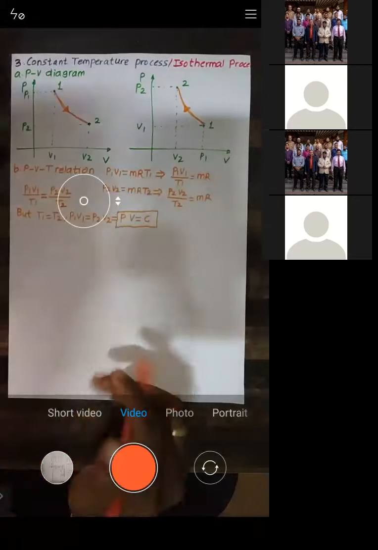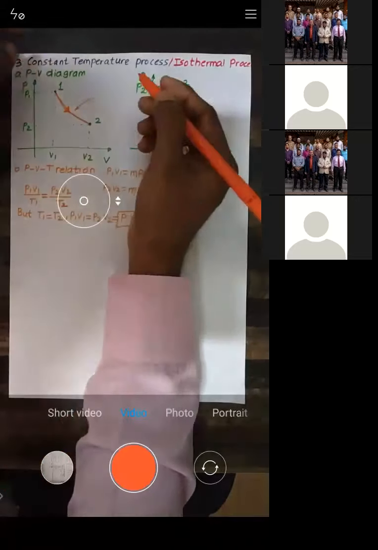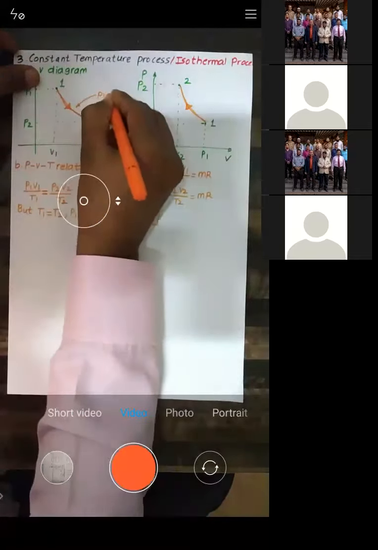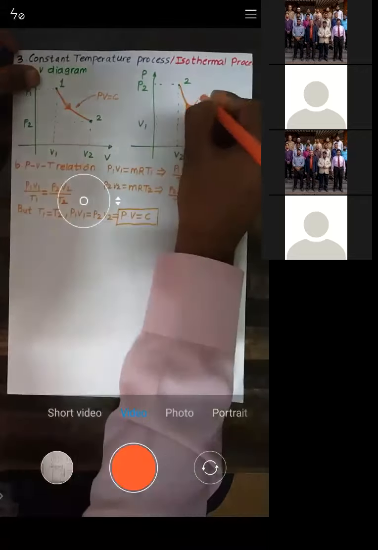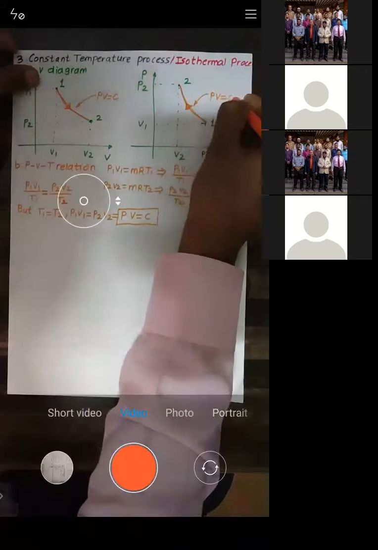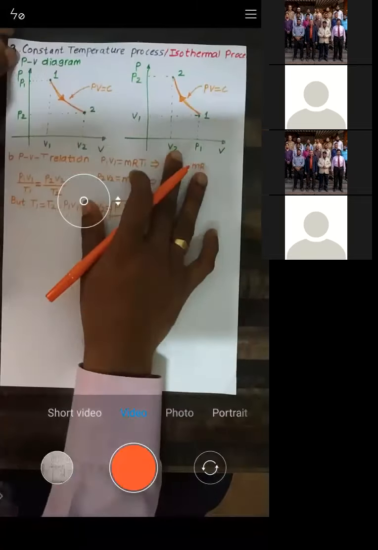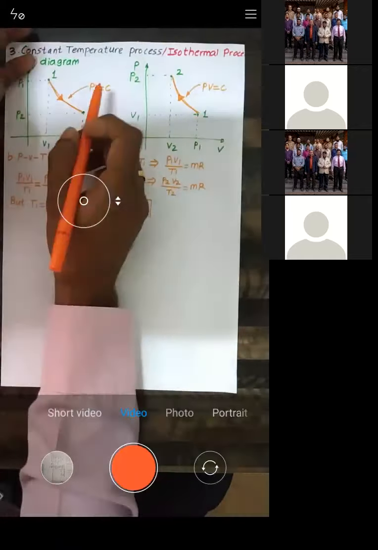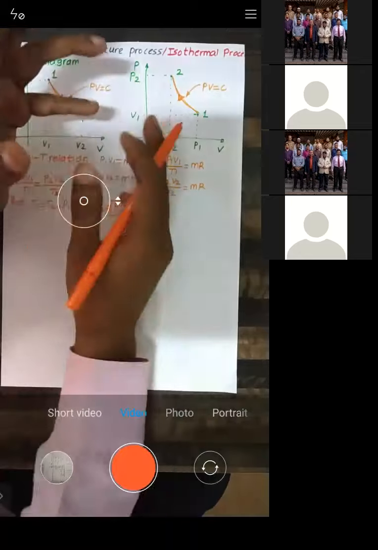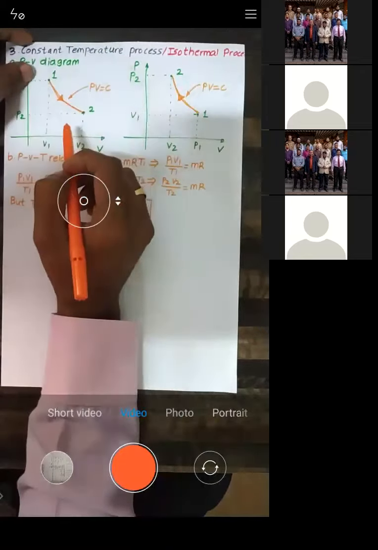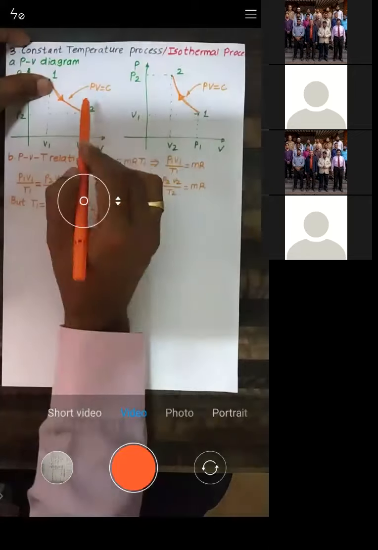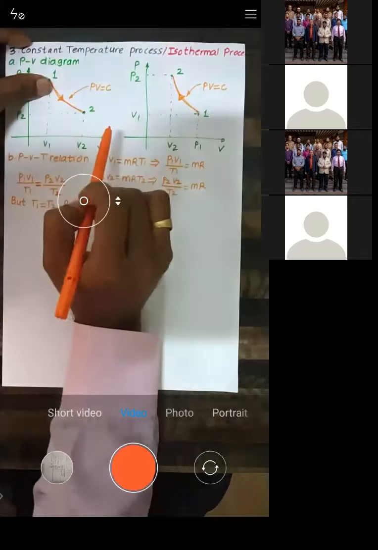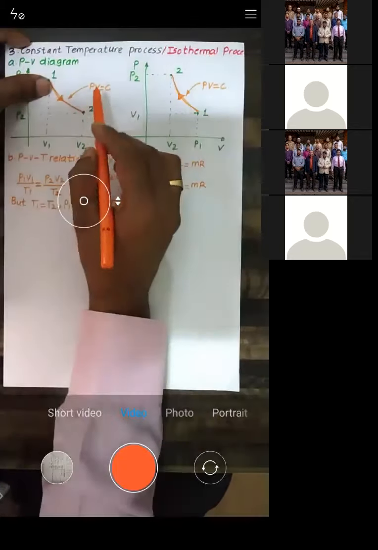When you draw the isothermal process, it is necessary to write the law of the process, PV is equal to C. Why is it required? Because there are two more processes, adiabatic and polytropic, that will look like the isothermal process. In order to differentiate them, you should write the law. For isothermal, the law is PV is equal to C. For adiabatic, the law is PV raised to power gamma is equal to C. And for polytropic, the law is PV raised to power N is equal to C.